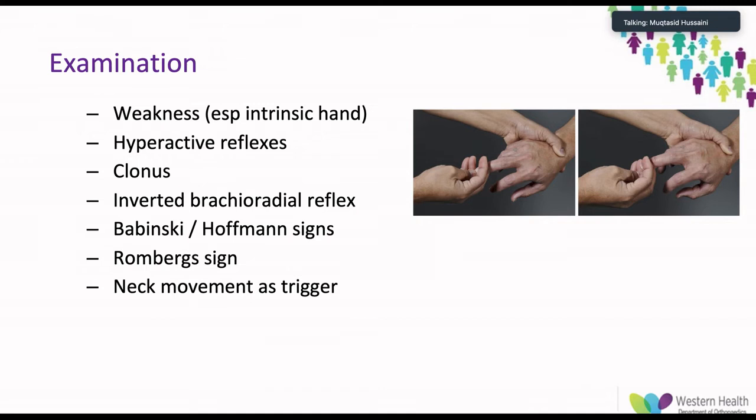Romberg sign, so getting the patient to stand up with their eyes closed, feet close together and arms extended, and a loss of balance. So a positive sign there is sometimes an indication of myelopathy. And then neck movement as a trigger for pain can also be a sign.